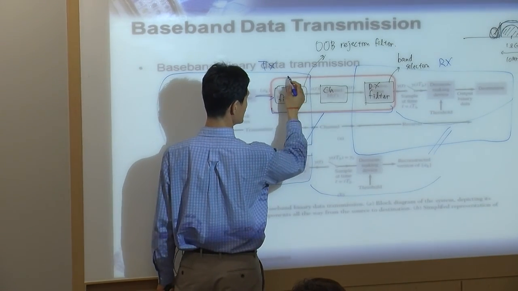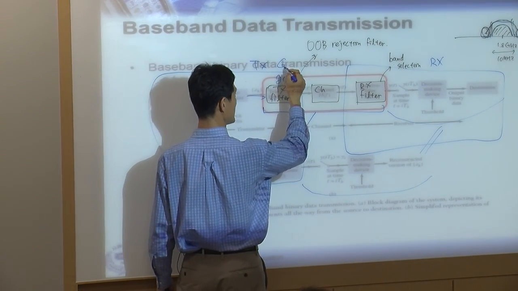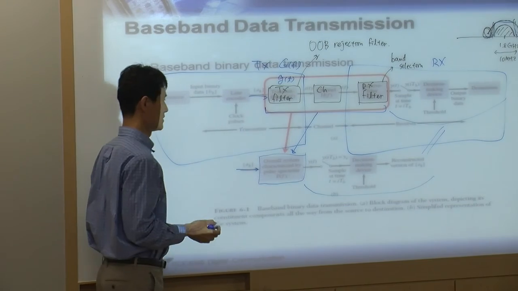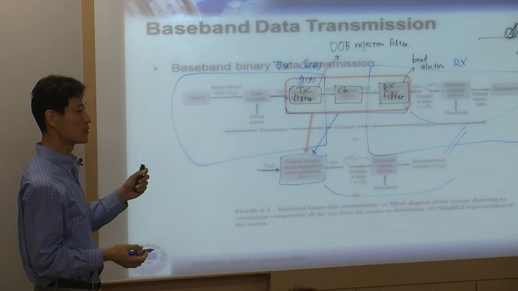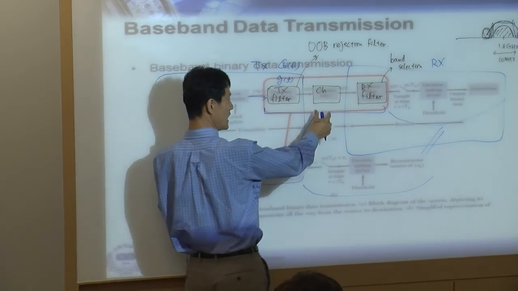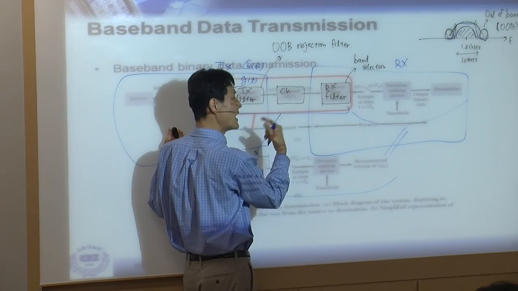Let's call that GT in the time domain, or maybe we can say GF in the frequency domain. The filter has its own time domain response, also a frequency domain response. This channel here is also a filter.